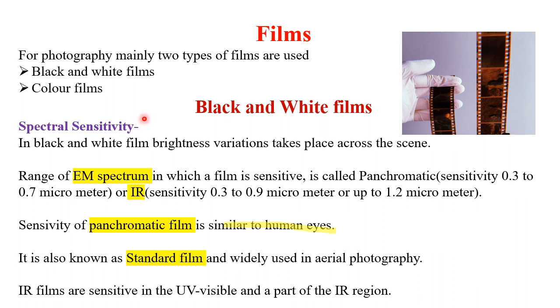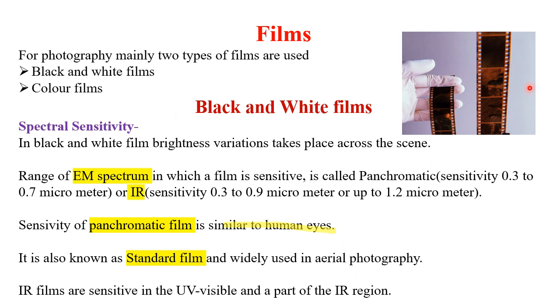Myself Rajesh. Today's topic is film, which is used in camera for photography. Here, basically, two types of films are used. First, black and white films. Second, color films. And when we talk about black and white films, first, its spectral sensitivity is most important.